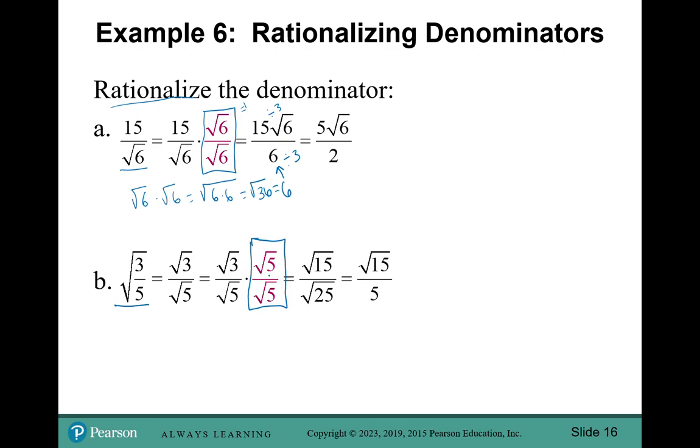Okay, 3 times the square root of 5 gives me the square root of 15, because 3 times 5 is 15. The square root of 5 times the square root of 5 gives me the square root of 25, and we know that the square root of 25 is 5. So this reduces us down to the square root of 15 over 5. Now the square root of 15, there's nothing I can pull out factor-wise that will reduce here. So the square root of 15 over 5 is our most reduced form here, and would be our answer after rationalizing the denominator.